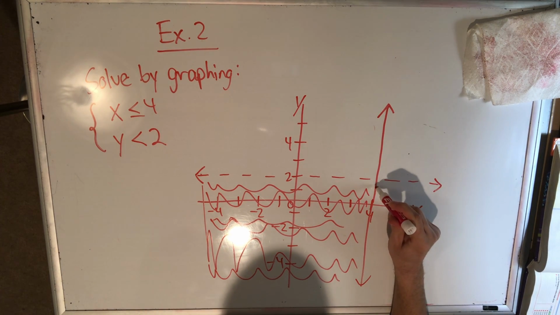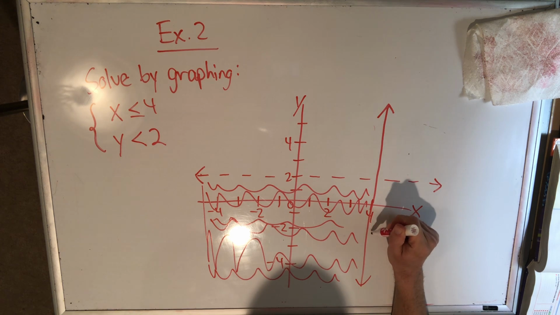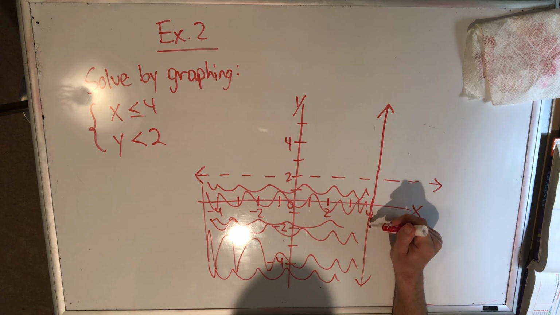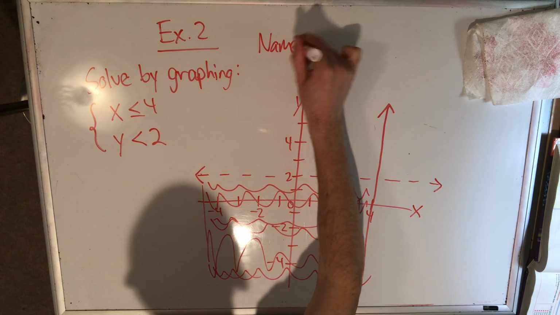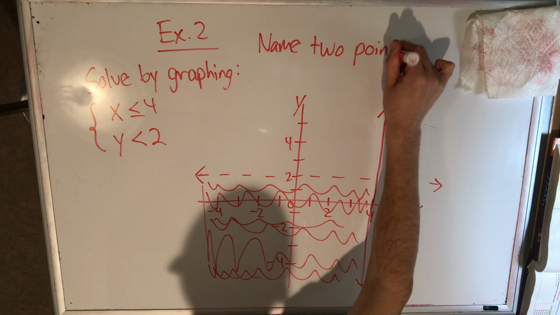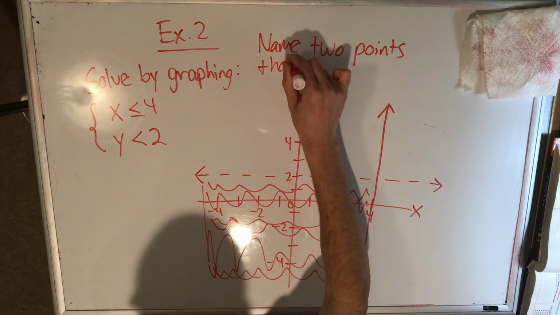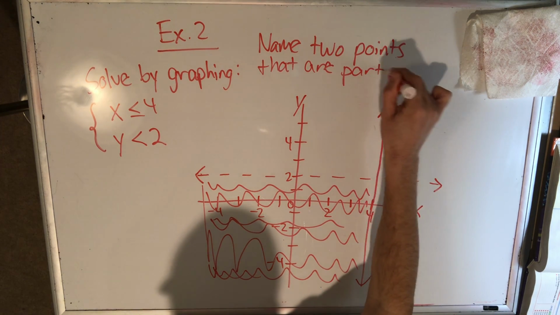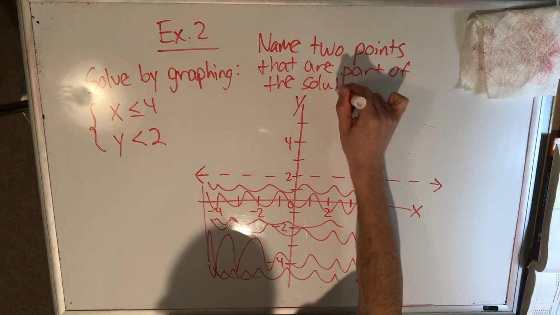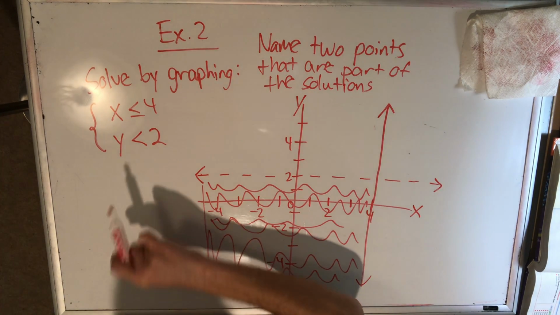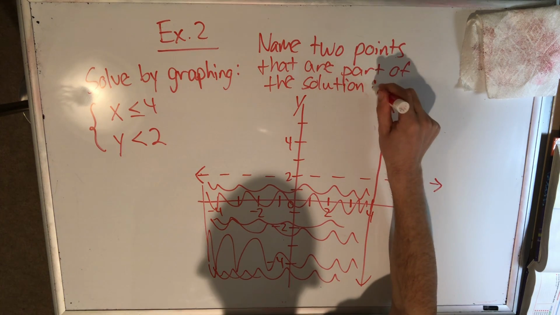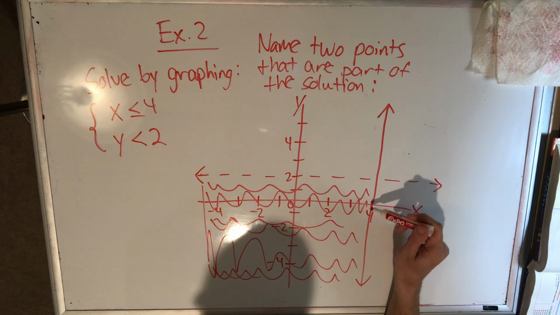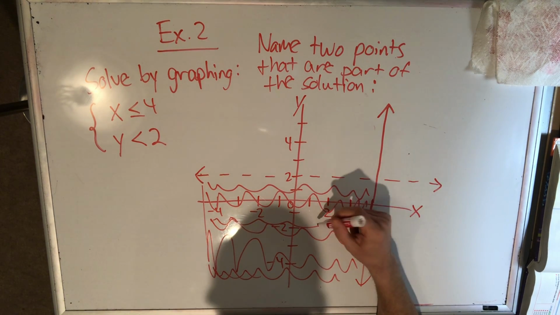Points on the solid line that border the shaded region are also part of the solution, because points on that line have x coordinates less than or equal to 4, and y coordinates less than 2. So it says in the directions, I just didn't write it down, name 2 points that are part of the solution set, which I forgot to do in example 1, but I'll do it here. So 2 points that make both inequalities true if you substitute in the coordinates for x and y in the system given to us in the problem. I'll just pick 2 random points, either in the shaded region or on the solid line that borders the shaded region.